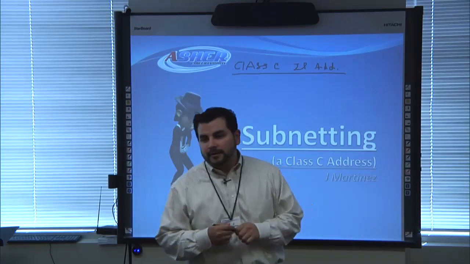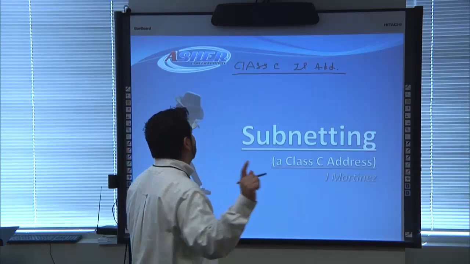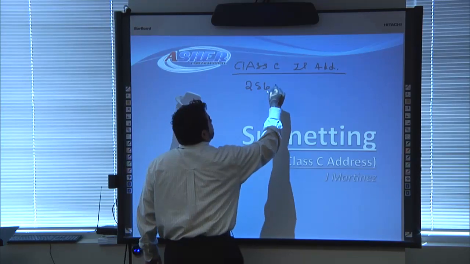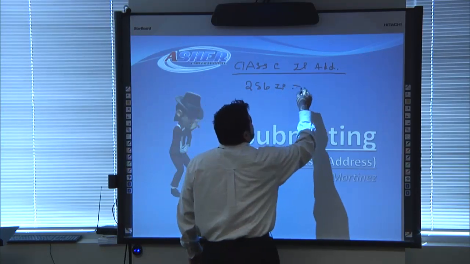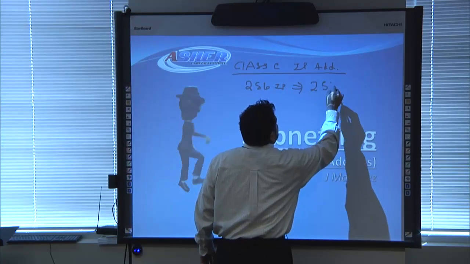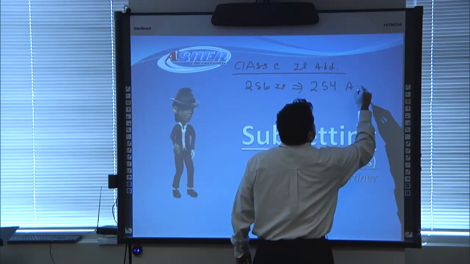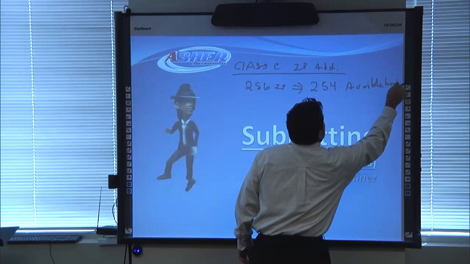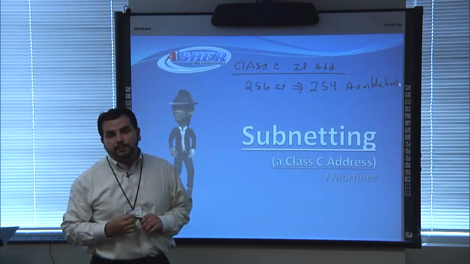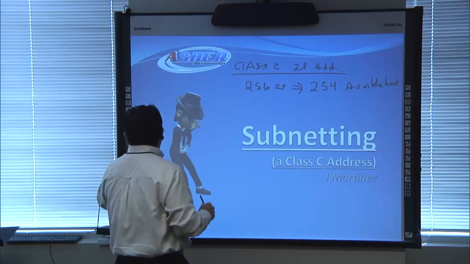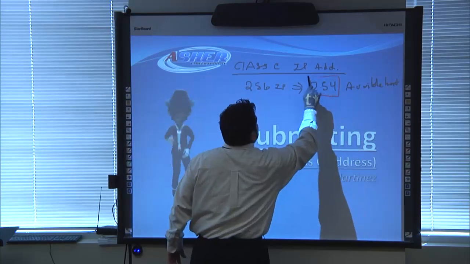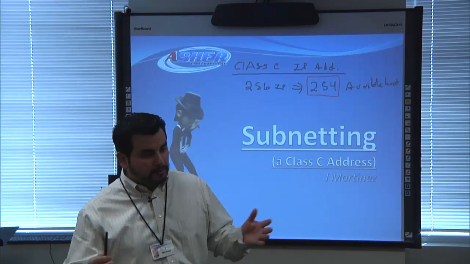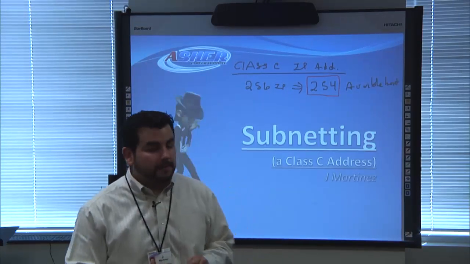Because it only has 256 IP addresses, right? Which gives me only 254 available hosts. Okay, that's the most important thing about a class C IP address, is that you can only have 254 computers or printers or cameras or whatever network devices or hosts in that single network, right?